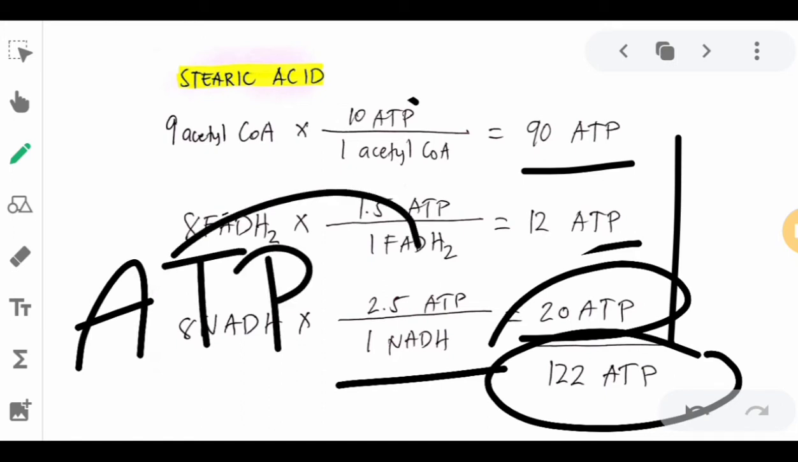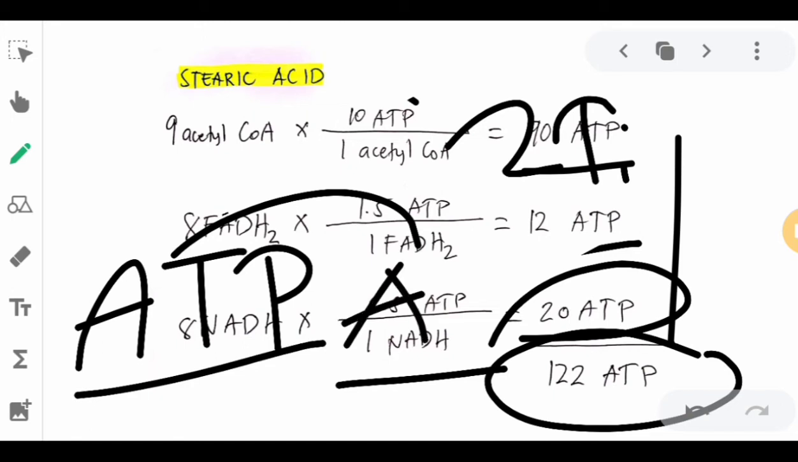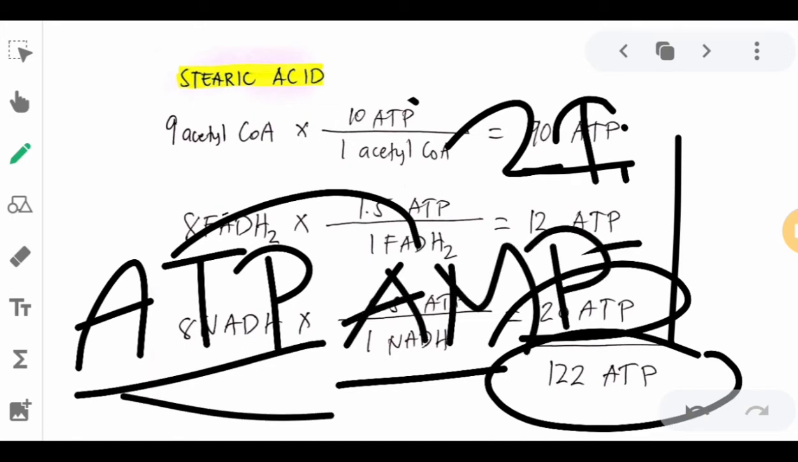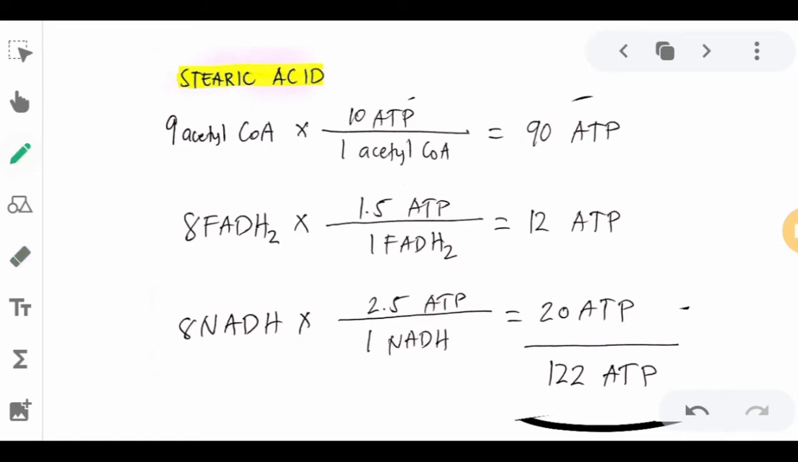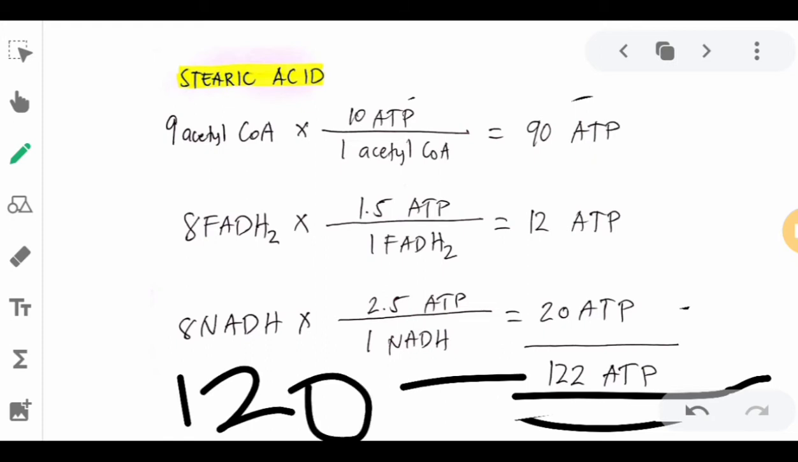You consume 2 pieces of that to inorganic phosphate, and the ATP had been converted into AMP from the previous lecture. So, this is minus 2 here. Therefore, this gross production of ATP here must be decreased by the ATP needed to activate the fatty acid. So, that is minus 2. You consume 2. So, therefore, the net ATP production for this is 120 ATP.